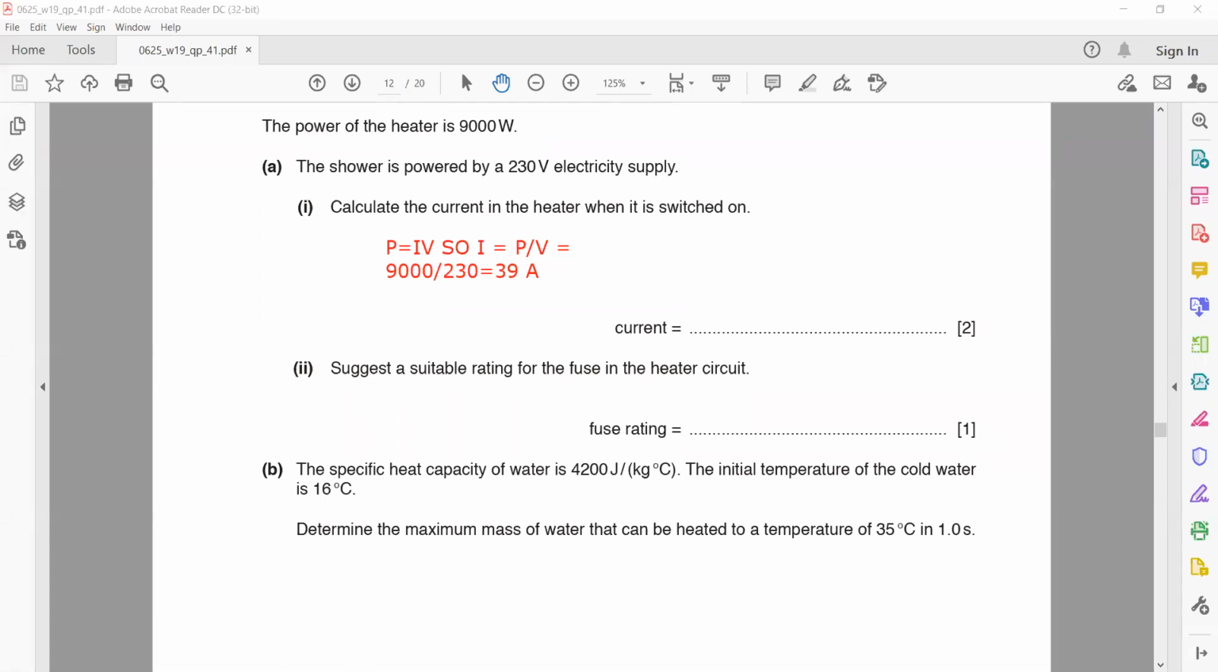For example, if it is 39, you can select 40, but practically it is a bit more than what is required, because a small fluctuation is something the appliance can tolerate, but a large fluctuation in the current cannot be tolerated. Because the current in the device is 39 ampere, we should select a fuse rated more than that.